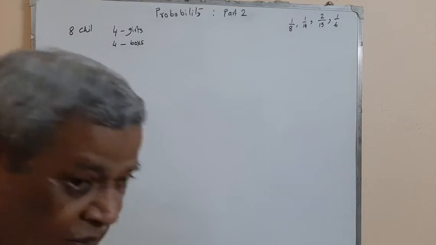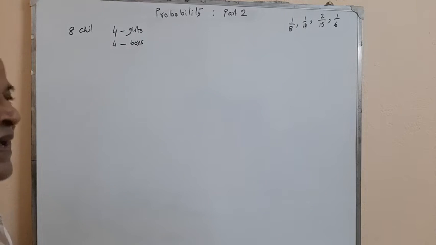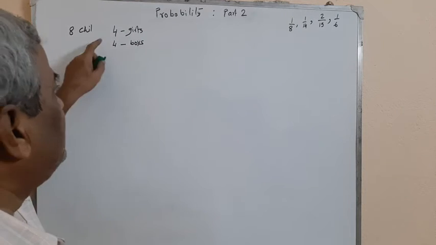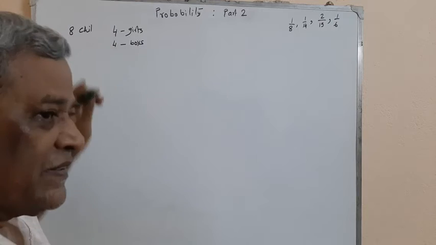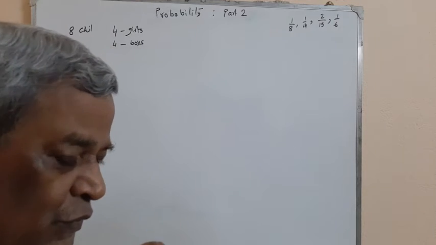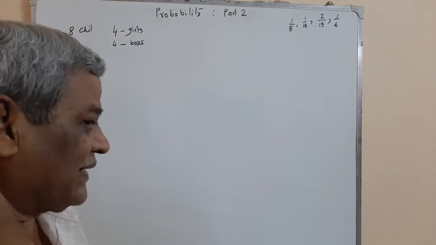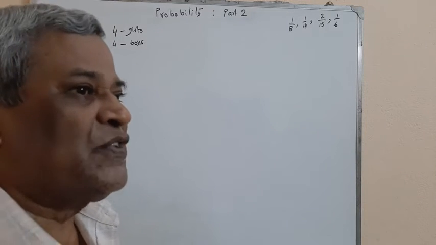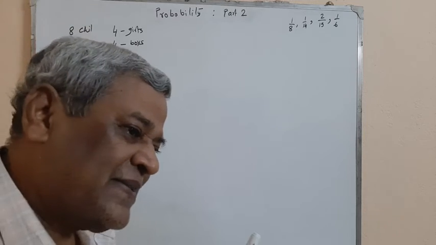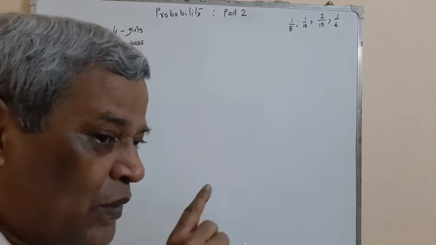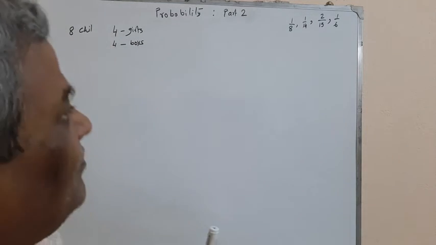Just now I am repeating the problem once again. There are 8 children, of them 4 girls and 4 boys. They are allowed to sit in a row. The probability that no two girls will be side by side. 2 boys may be side by side, but no 2 girls will be side by side.